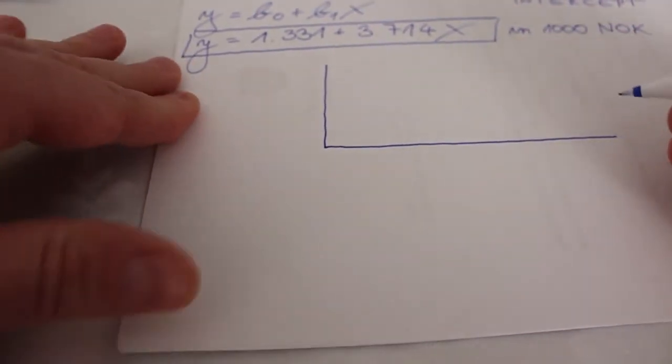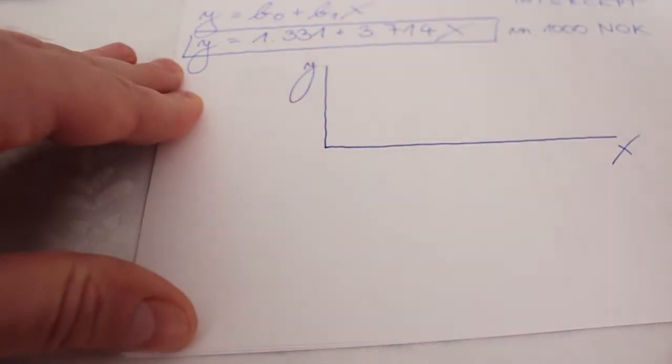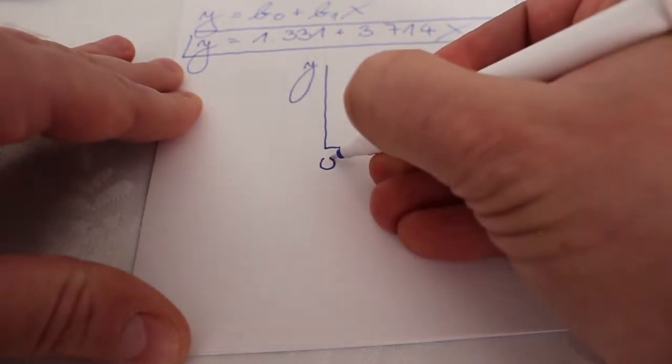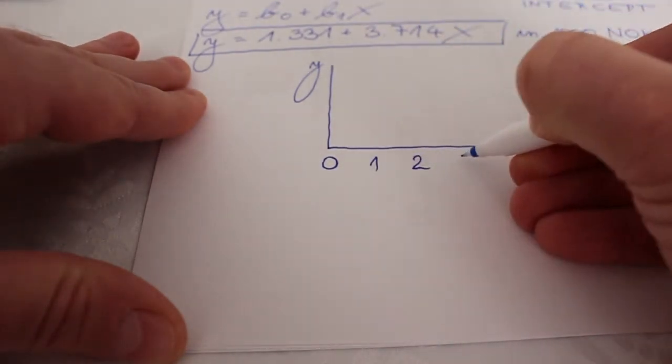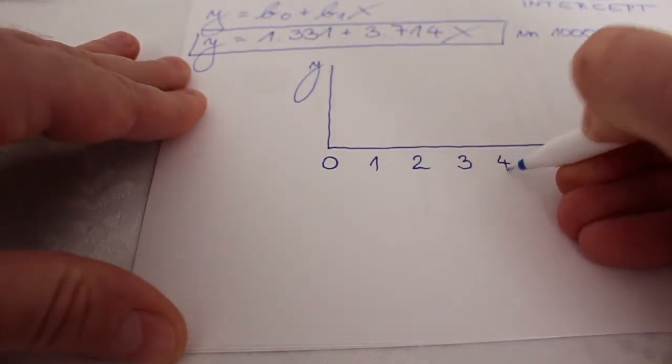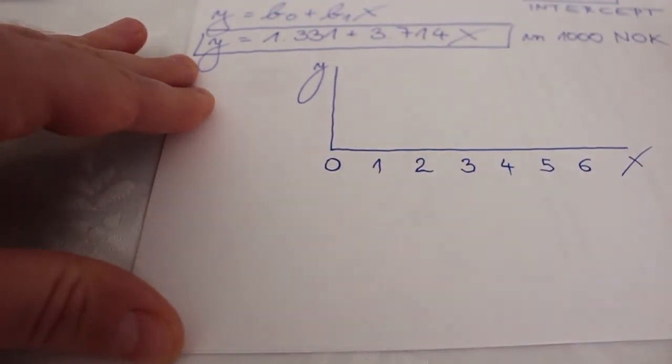So we have this chart. There is variable x, there is variable y. 0 persons in the household, 1 person, 2 persons, 3 persons, 4 persons, 5 persons, 6 persons in the household.